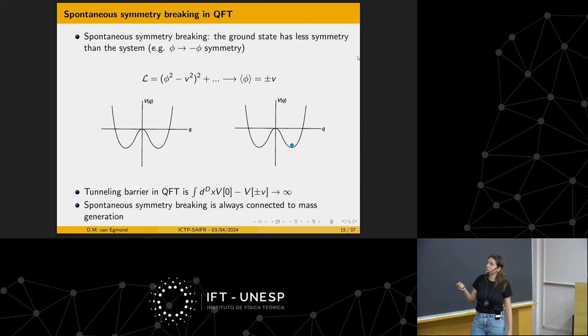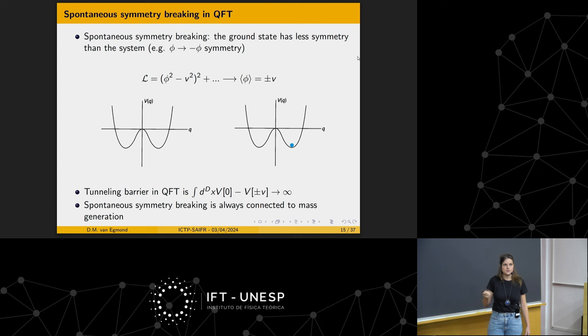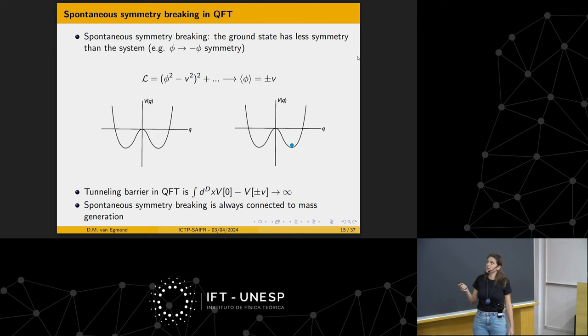Now you can say, okay, but I remember from quantum mechanics that we can do tunneling. This particle can tunnel to the other side and we still have this symmetry from going from one point to the other. But this is where quantum field theory differs fundamentally from quantum theory. Because in quantum theory, we can indeed have this tunneling. There is a small energy barrier, but this is doable, and this particle can indeed tunnel to the other side. But in quantum field theory, we have an action which integrates over all points in space-time. So even though at one point in space-time this tunneling can take place, we have to do this infinitely many times because we have an infinite volume.